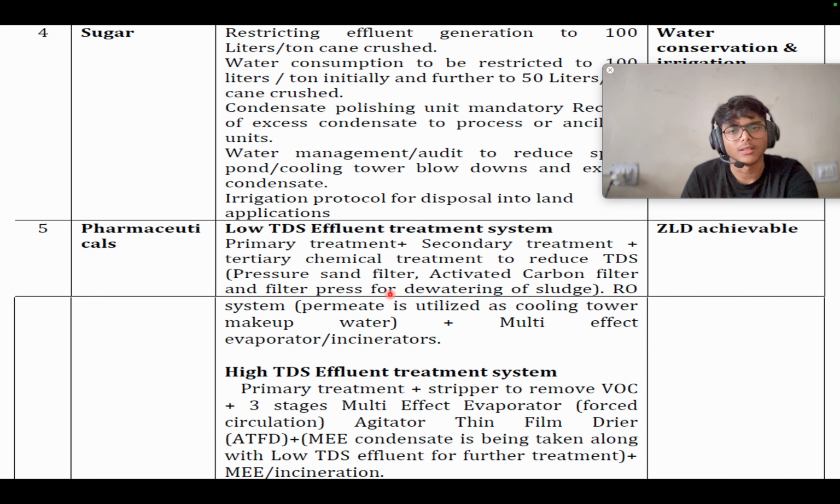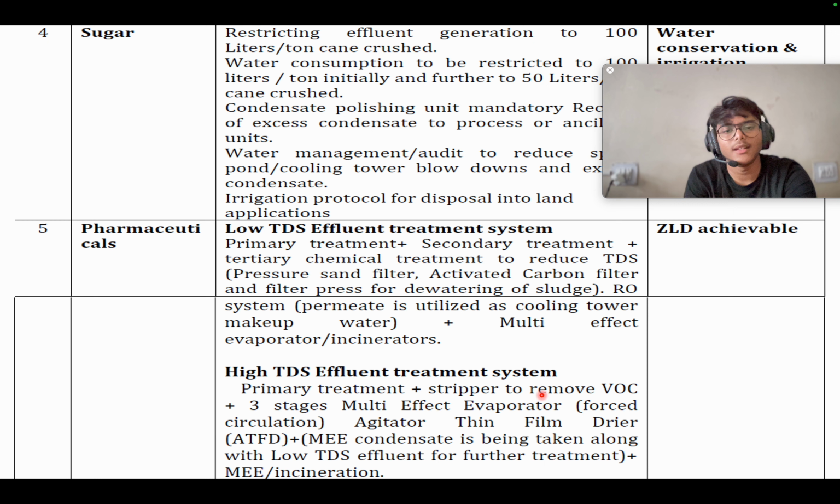So what are the methods? Low TDS effluent treatment system and high TDS effluent treatment system. What is a low TDS effluent treatment system? Primary treatment plus secondary treatment plus tertiary chemical treatment to reduce the TDS, that is pressure sand filter, activated carbon filter and filter press for dewatering of sludge. Now the RO system permeate is utilized as cooling tower makeup water plus multi effect evaporator and incineration. Here also ZLD is achievable.